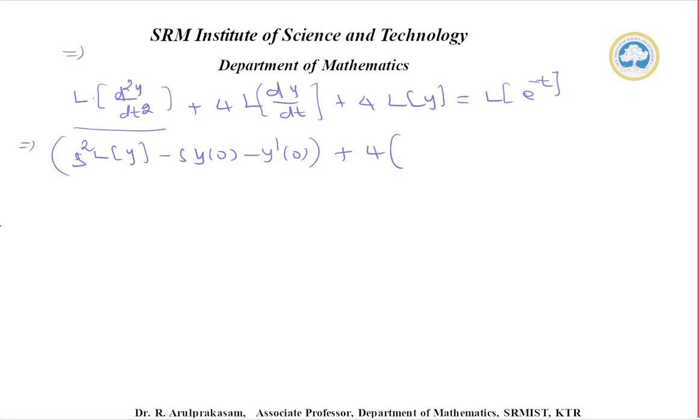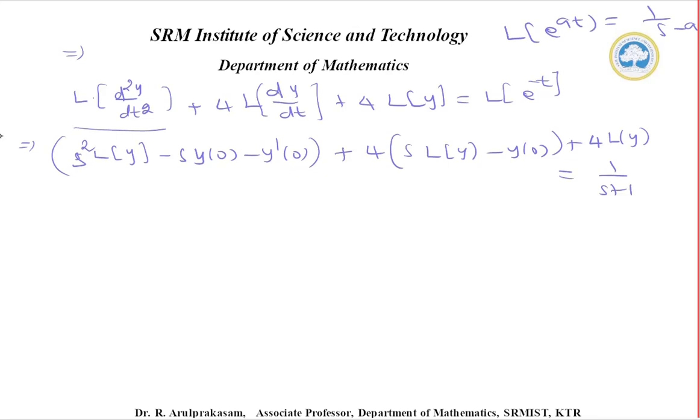What is the first derivative formula? s L of y minus y(0), plus 4 L of y is equal to the Laplace transform of e^(-t). What is the formula? L of e^(at) is 1/(s - a), so L of e^(-at) is 1/(s + a). Here it is 1/(s + 1). Got it, right?